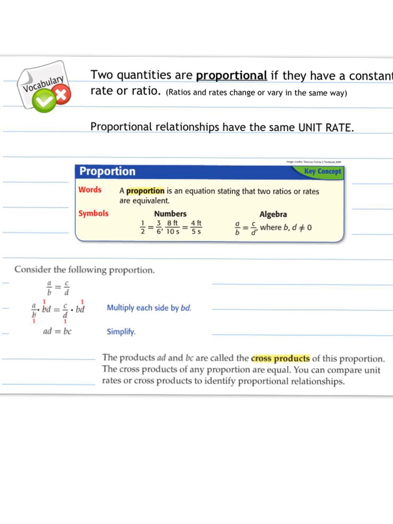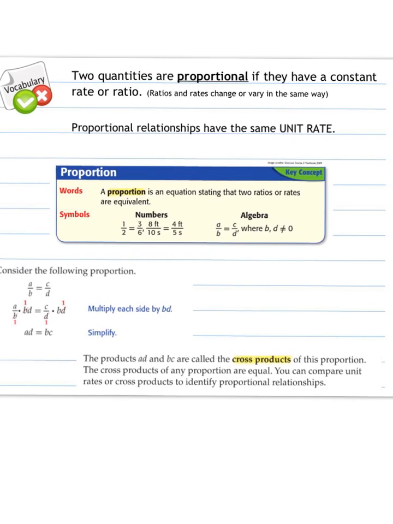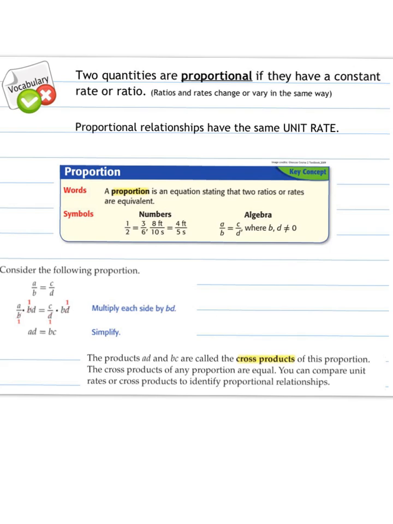Here are some vocab words that we need to know. Two quantities are proportional if they have a constant rate or ratio. So the ratios and rates change in the same way. For example, 1/2 is proportional to 2/4 because we are multiplying by 2 each time. And proportional relationships have the same unit rate.